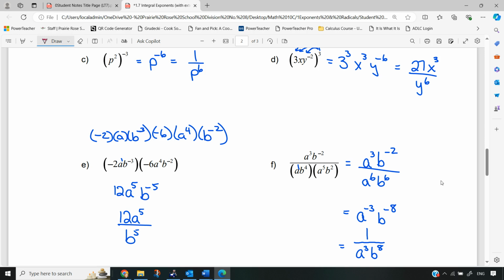Again, using that shortcut I had talked about earlier, I noticed that a to the 6th is bigger than a cubed, so I know that my final expression is going to end up in the denominator. So a to the 6 minus 3 is a to the 3. I know that 6 is bigger than negative 2, so 6 minus negative 2 is 6 plus 2, which is 8. So we're going to have b to the 8. And again, if we have everything in the denominator, there has to be a 1 in the numerator.